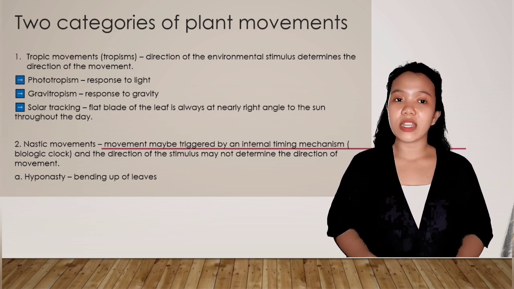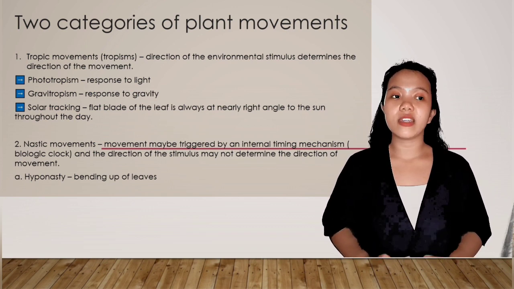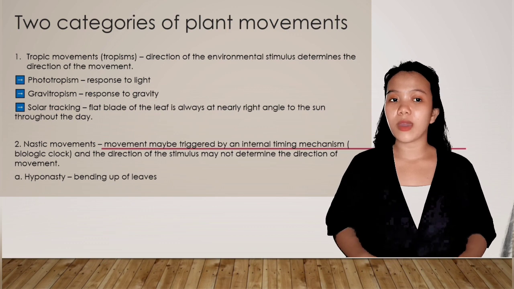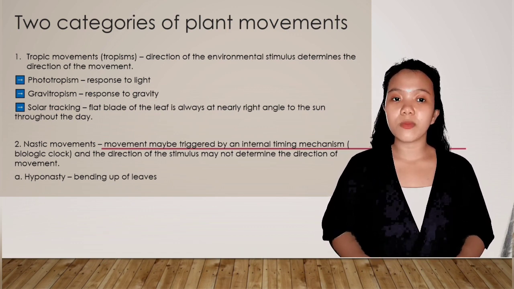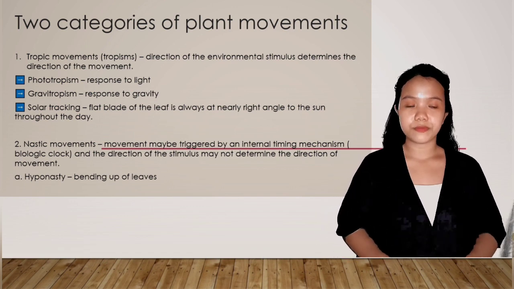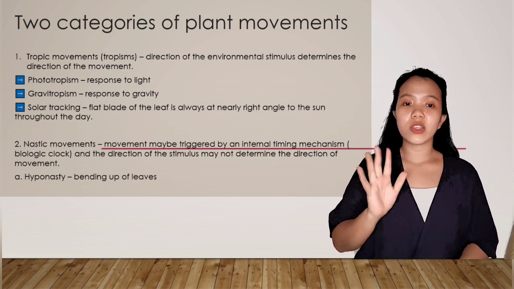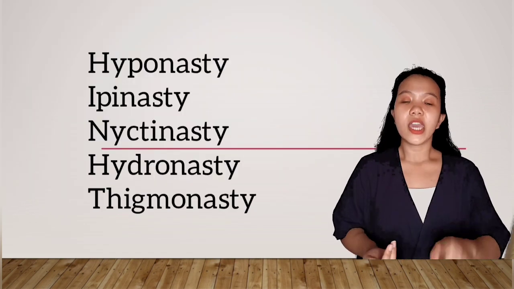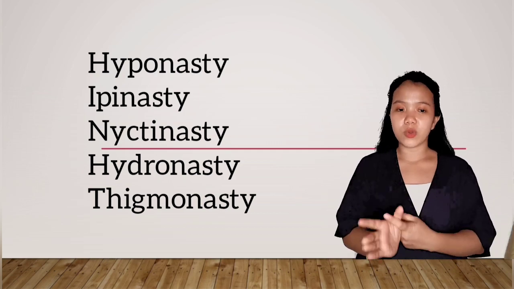And the second one is nastic movements. Movement may be triggered by an internal timing mechanism or biologic clock, and the direction of the stimulus may not determine the direction of movement. So, nastic movements have 5 parts, which are the hyponasty, epinasty, nectinasty, hydronasty, and thigmonasty.